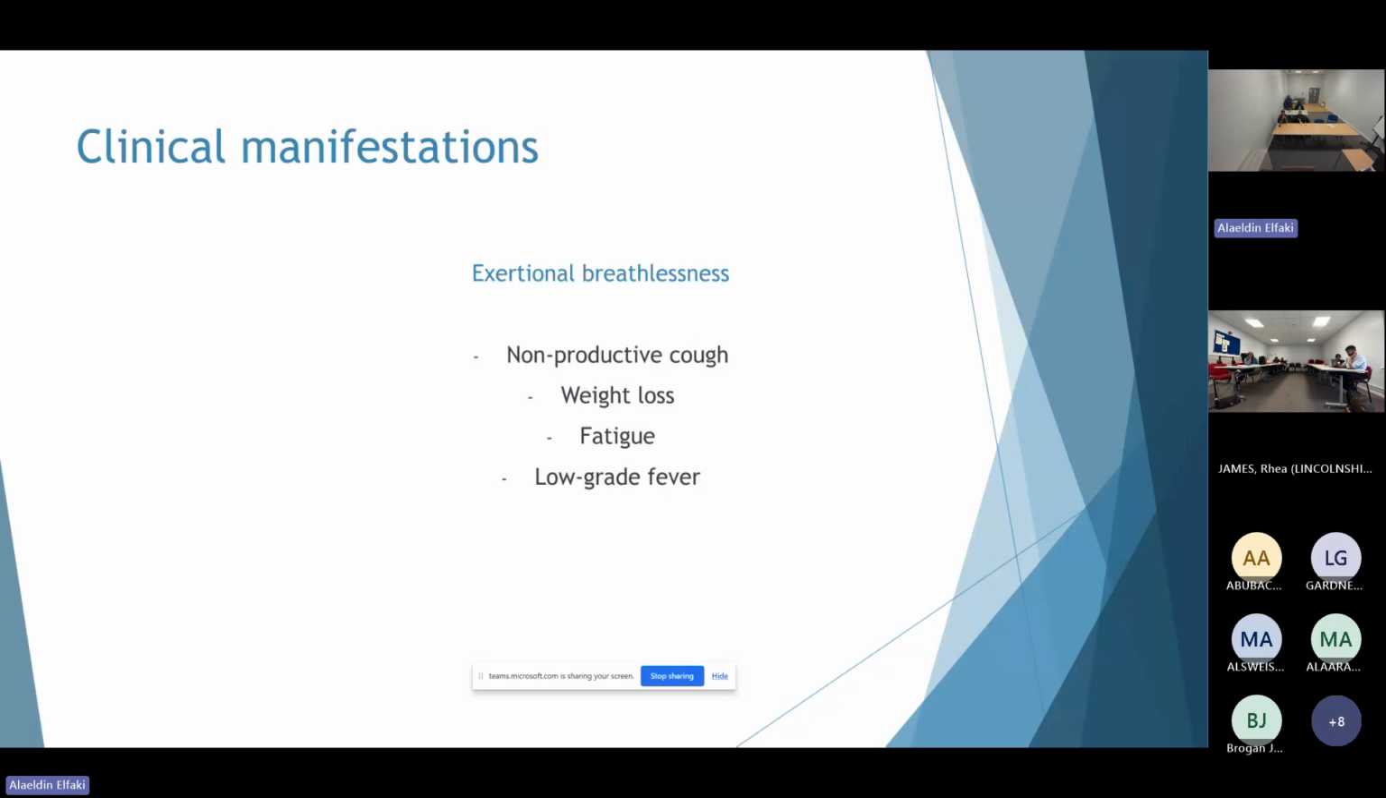So clinically, we know that exertional shortness of breath is the most common symptom of lung fibrosis. Non-productive cough or dry cough is also a feature of ILD. Weight loss due to the hypoxia and fatigue, and also due to hypoxemia, and low-grade fever might be demonstrated as well.